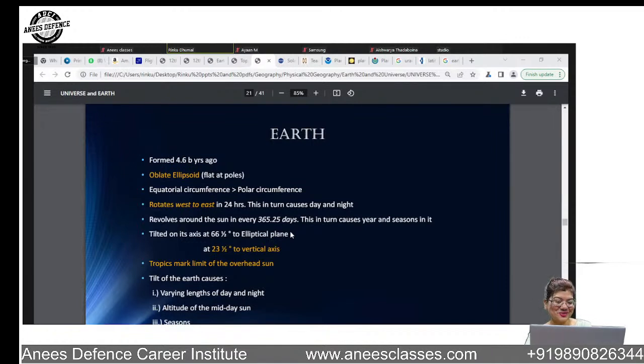The question that is usually asked over it is, which is the larger circumference, the equatorial or the polar circumference? You should know it is the equatorial circumference. It is due to the centrifugal force and the rotation of the Earth. The Coriolis force also exists because of the rotational motion, and that is how it works.